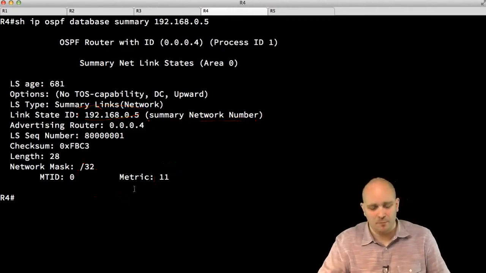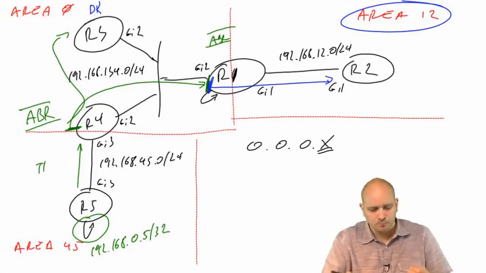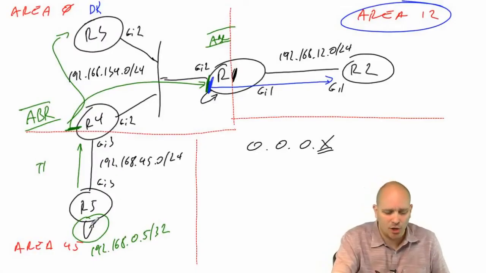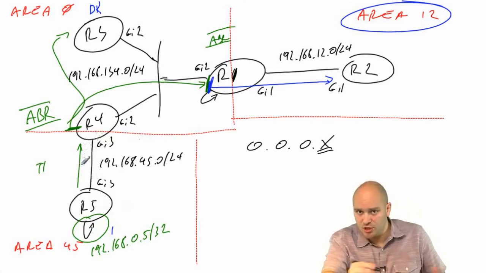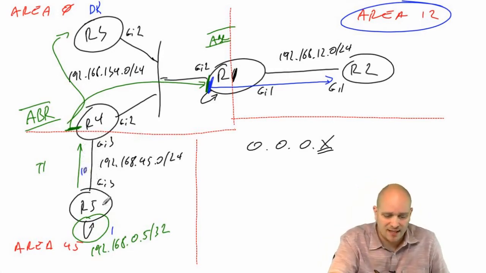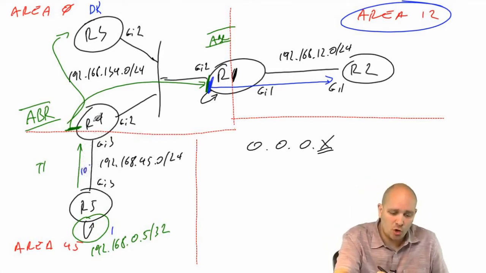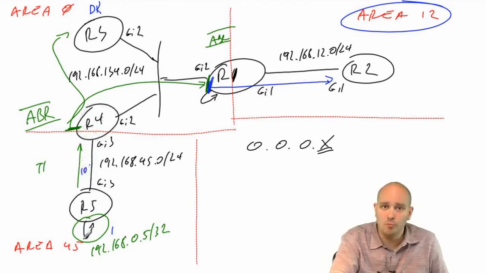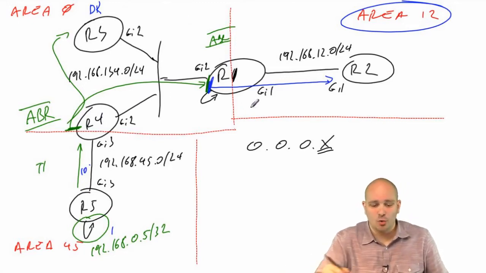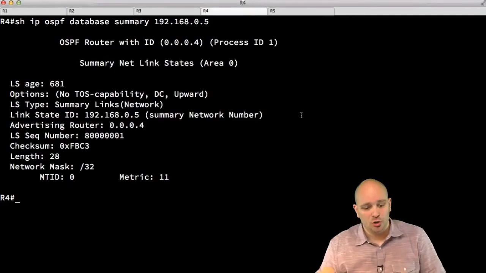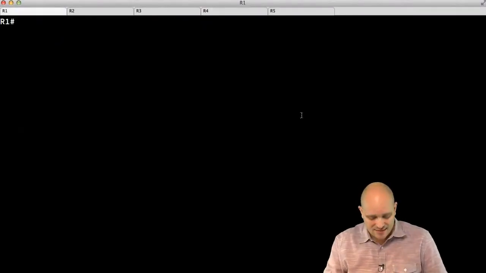Why metric 11? Well, if we go back to our diagram here, we know that the loopback will have cost 1, and we know that these links here, with our changed auto cost reference bandwidth, have cost 10, so the cost from R4 to reach the loopback of R5 is indeed 11, and this is what R4 is going to be injecting into the Area 0 database. So let's now head to R1 to see this LSA in the database there.